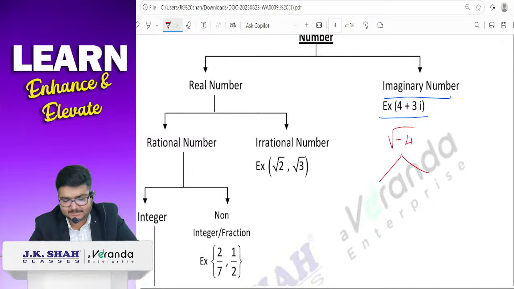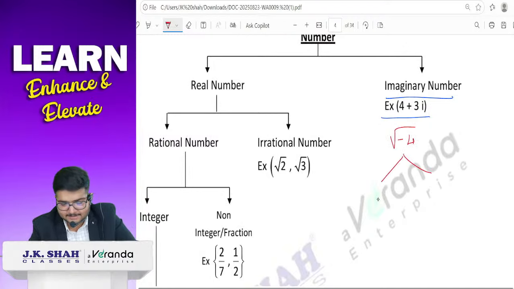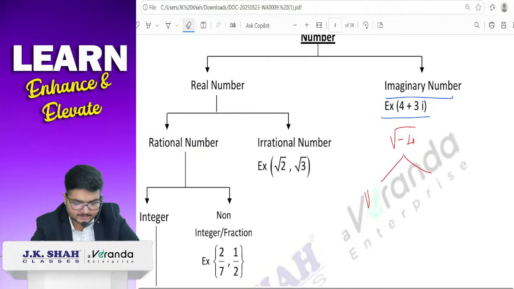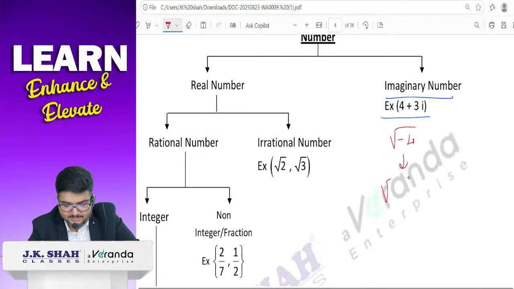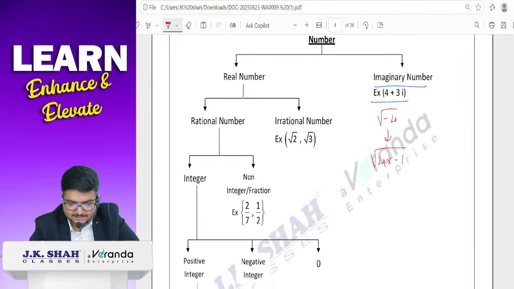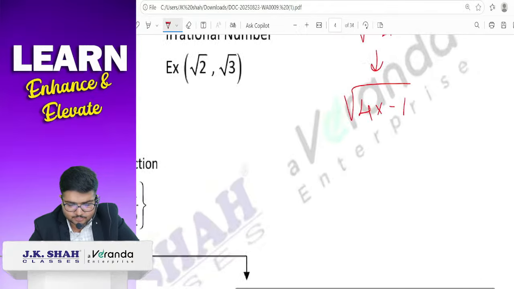Now I will split this into two parts. I'll split this into two parts. First of all, wait just a minute. Now I'll first split this into 4 into minus 1, right? Does this make sense to you guys?